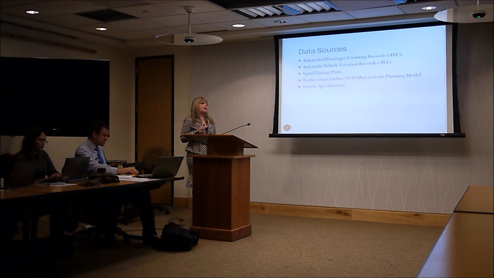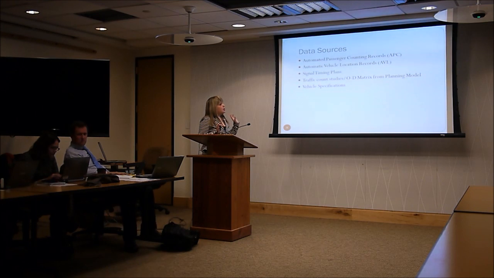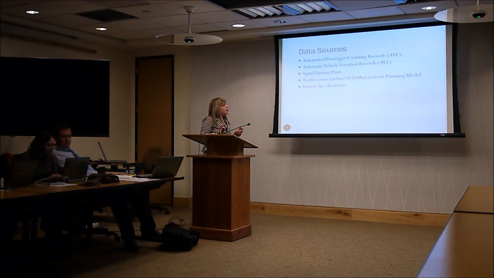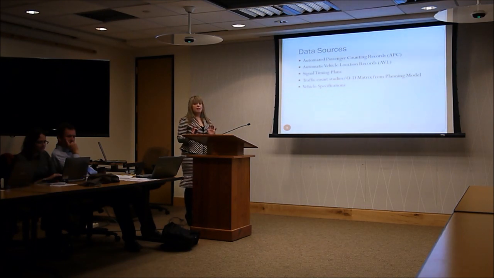So I'm getting real data from transit agencies and the DOT. I'm doing simulation experiments of a couple of corridors for comparison, and I'm getting APC data and AVL data from the transit agencies, and then I'm acquiring the signal timing plans that the corridors have, and either traffic count studies or an OD matrix from a planning model, and then the specific vehicle specifications from the transit agency. So I'm trying to put everything together, trying not to make so many assumptions and to put reality into the simulations, so eventually we can project them.